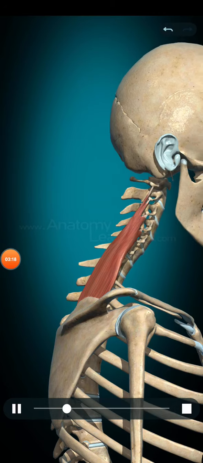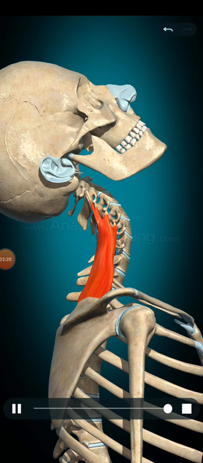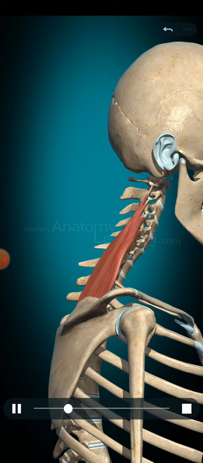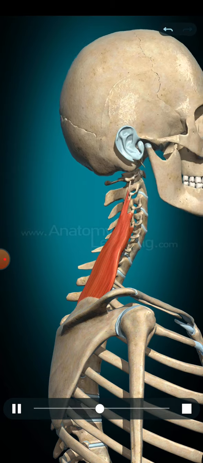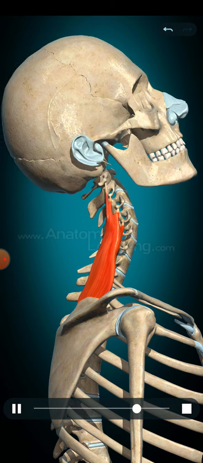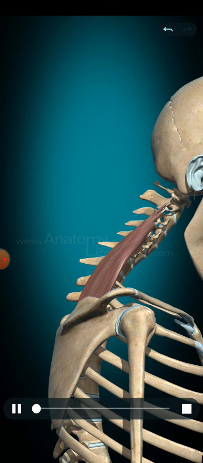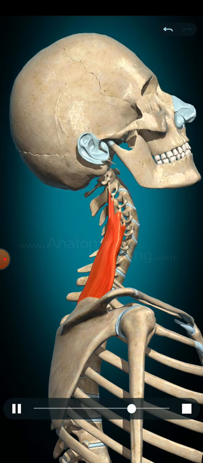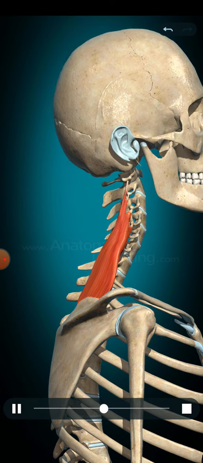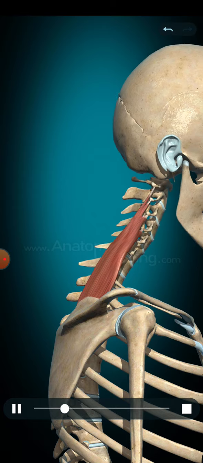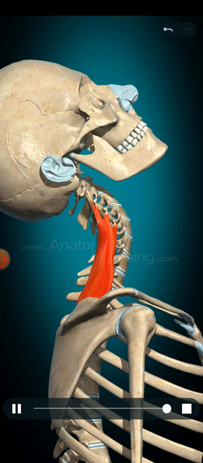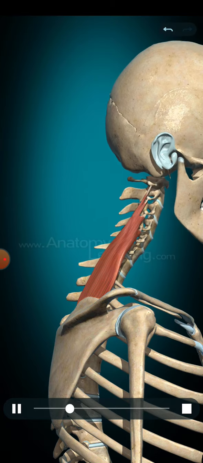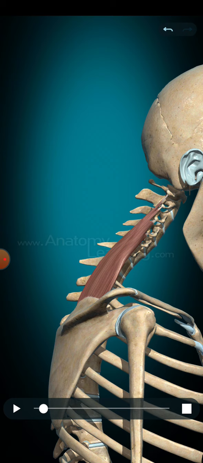Then we can also have the extension of the vertebral column. That is backward bending of the vertebral column, extension. So we had the other bending, lateral bending of the vertebral column. This one is extension of the vertebral column. So those are the major actions of levator scapulae. I hope that this video has done you good.